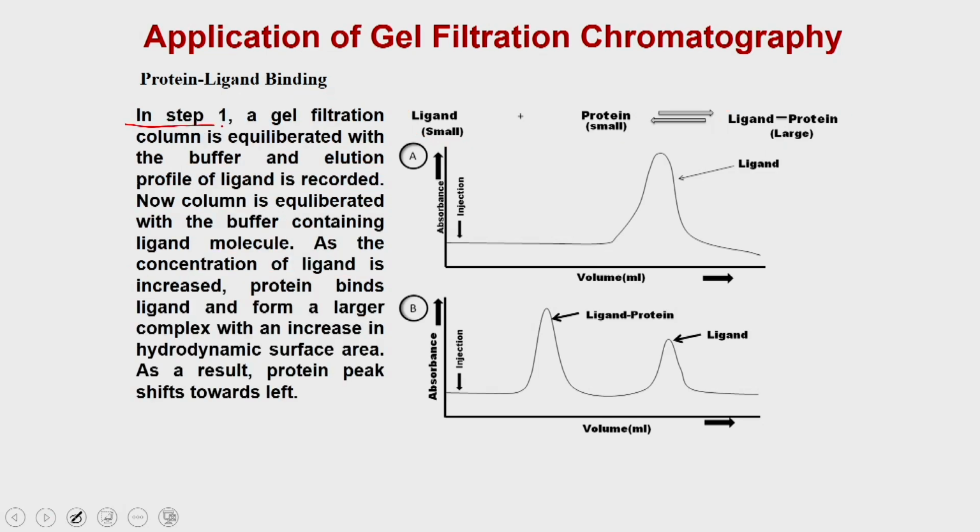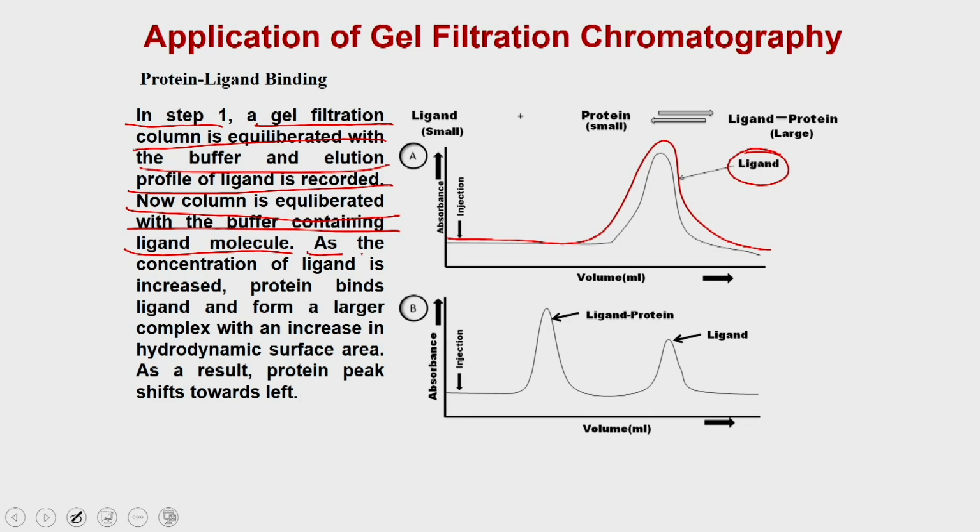So, in step 1, what you do is the gel filtration column is equilibrated with the buffer and the elution profile of the ligand is recorded. So, in the first step you equilibrate the column and then you study the elution of the ligand only. Then the column is equilibrated with buffer containing the ligand molecules, and you can use different concentrations of the ligand. As the concentration of the ligand is increased, the protein binds to these ligands and starts forming complexes of different sizes, with an increase in hydrodynamic surface area. As a result, the protein peaks shift towards the left.